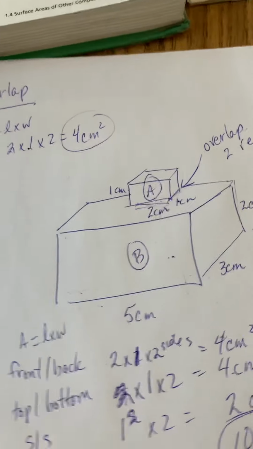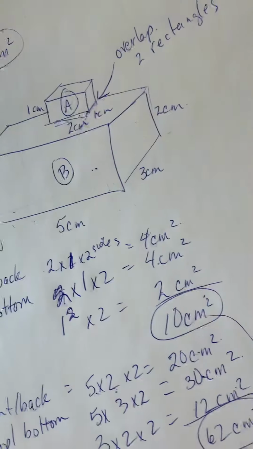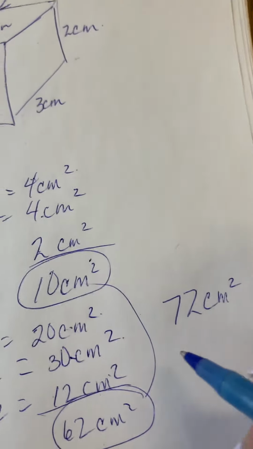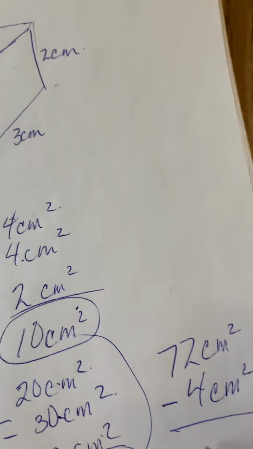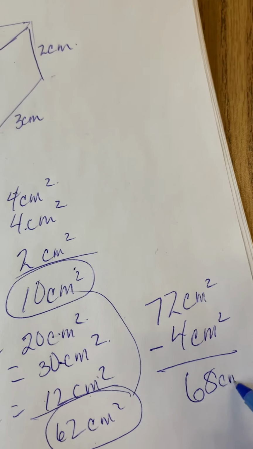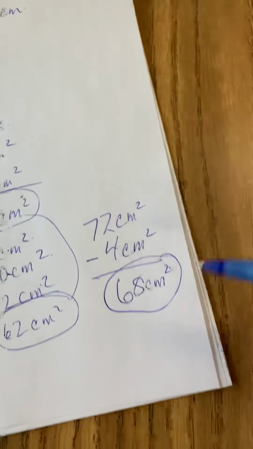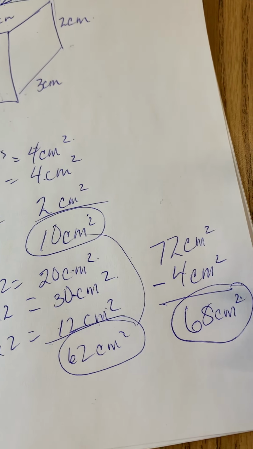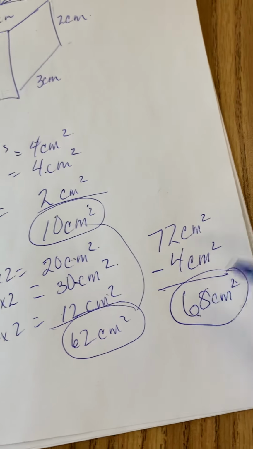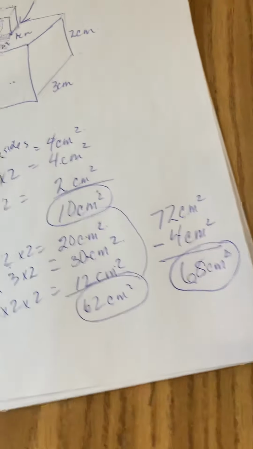Now, we're not going to add that. We have to take that away. Okay, so this is the second strategy. So we could take 72 centimeters, and we could take 4 centimeters squared away, and we're going to get 68 centimeters squared. Okay, which is exactly what we got in the last video, right? But we just came at it a little bit differently. Now, some of you might like this way better, and I'm going to tell you when that strategy might come in a little bit handy.